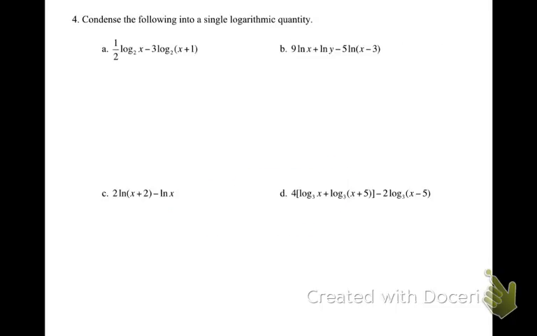Alright, this last section talks about condensing the following expressions into one single logarithmic quantity. To do that, we have to look at what we have for pluses and minuses and when we have numbers in front. Because if we have a number in front, like we do in letter A, the 1/2 and the 3, those are going to become exponents.